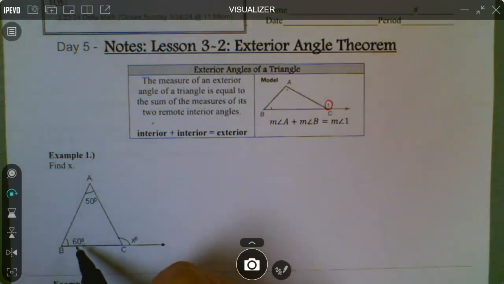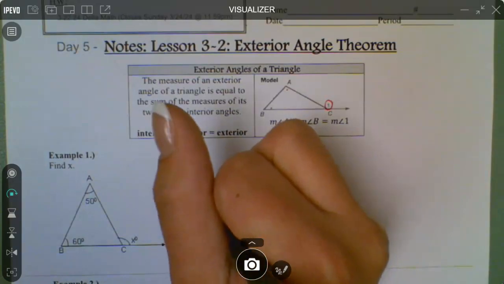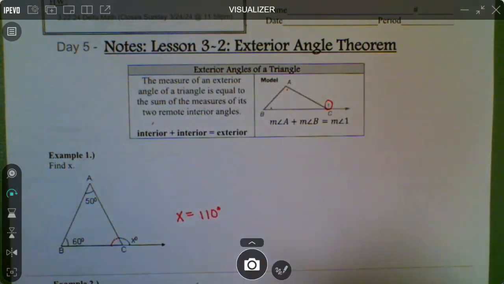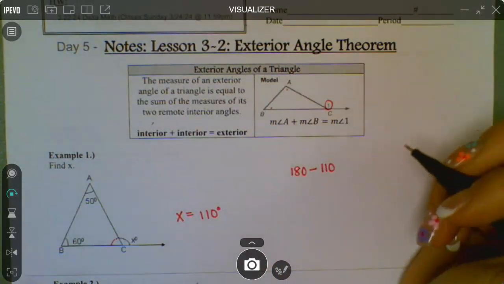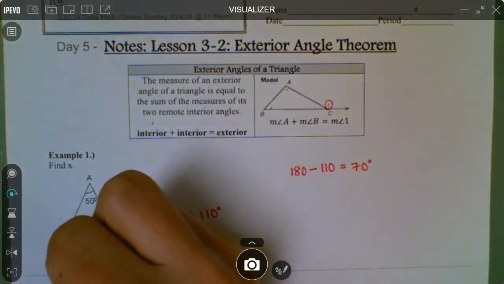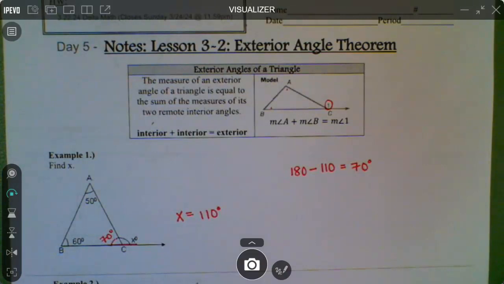So if I add together 60 and 50, that's 110. So x would equal 110 degrees. You can check your work because we know that this angle and our 60 and 50 have to add up to 180. So if I do 180 minus 110, that's our angles A and B put together, that equals 70 degrees. So if this inside angle is 70 degrees, we know that these two angles share the same line, which means they have to be supplementary and add up to 180. So if they add up to 180, then that again would make this exterior angle 110.